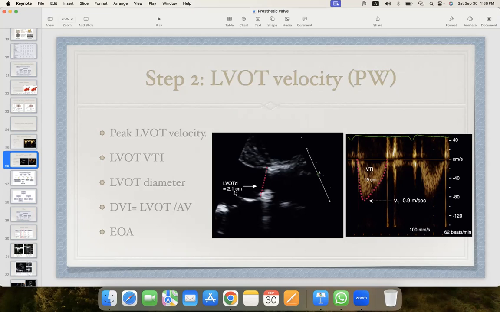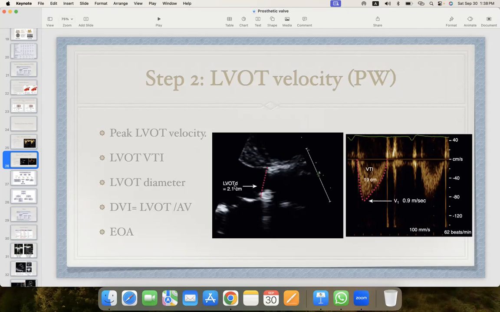In terms of the diameter, for a surgical valve you need to measure it before the valve. So it should be from somewhere here all the way here in the LVOT, within about half a centimeter from the valve itself. You will measure the LVOT. And this is for the surgical valve. For the patient who has TAVI, I will show you the images later on how to measure; it will be a little bit different, but we're going to go through it later.